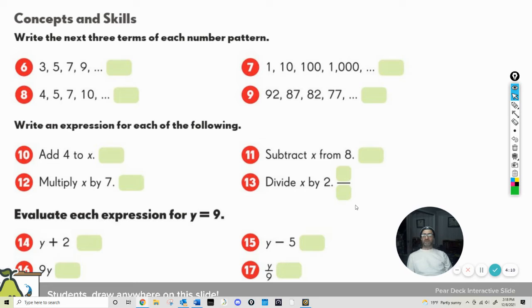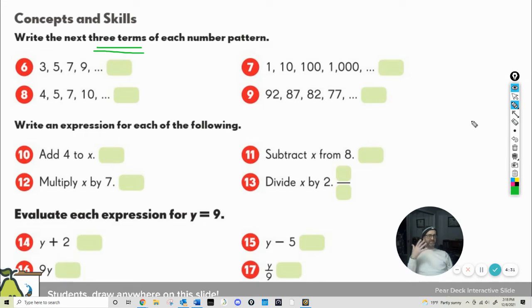All right, you have 3 skills you're doing here. You're filling out the next 3 terms in a pattern, and you want to see a place where people get things wrong on the test is they only do the next number. For 10 through 13, you're writing algebraic expressions, and for 14 through 17, you're substituting 9 for y. Pause me. As always, you get the 5-second countdown, then I'm going to come and solve them.